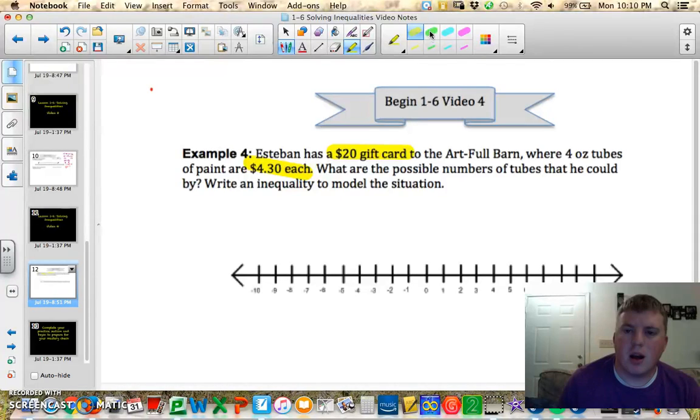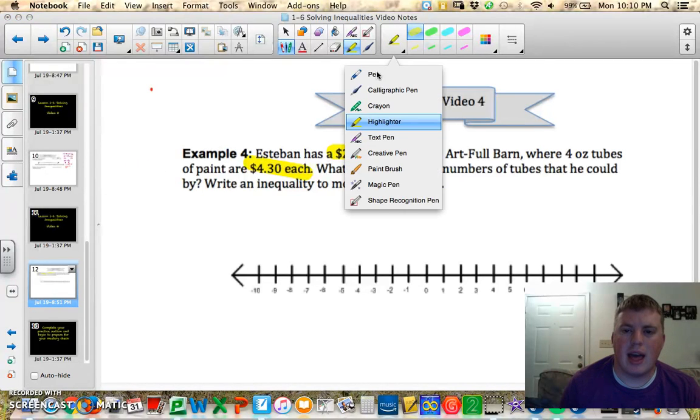Now, in this problem, the fact that the tubes are 4 ounces is not really going to help us with our math. That could be the same as if we were just saying red or blue tubes. It's just giving us a clarification on what type he's buying. It's not actually going to figure into any of the math that we're going to have.